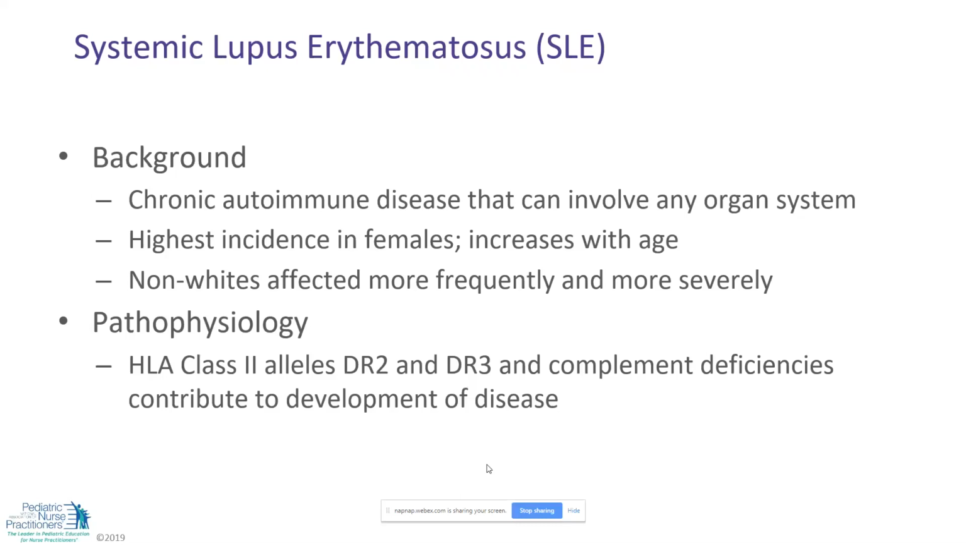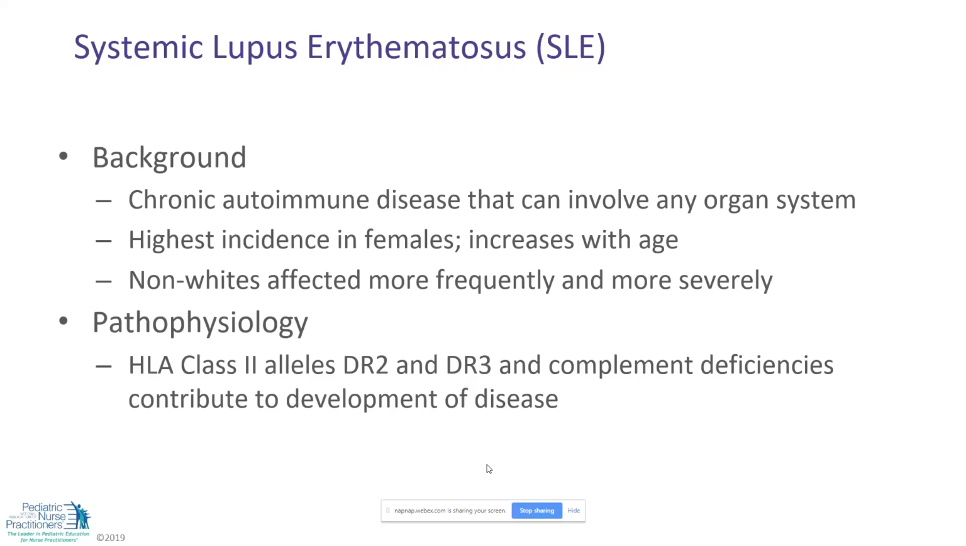And from a pathophysiology perspective, we know that HLA class 2 alleles, so DR2 and DR3, and also complement deficiencies may contribute to the development of this disease. And so this genetic component, they have determined that certain HLA haplotypes, so when we look at their DNA, may increase susceptibility.